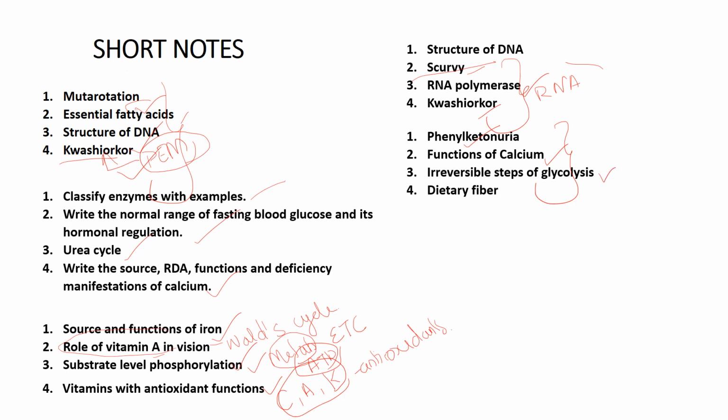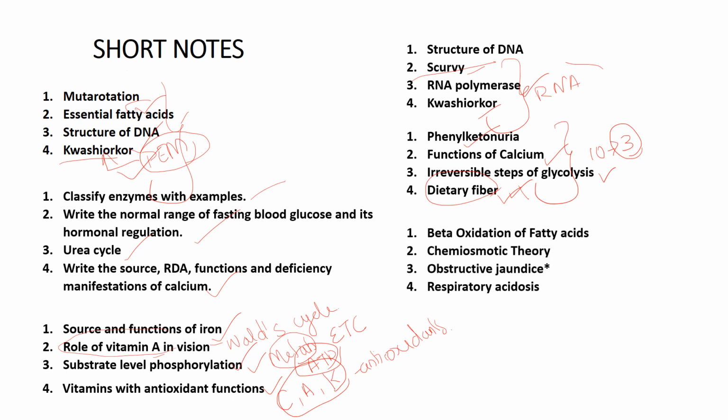Irreversible steps: out of 10 steps, only 3 steps are irreversible. You write these 3 steps alone, that is enough. Dietary fiber is along with the nutrition part; you have to write what it is, its sources, and how it is involved in metabolism. That is enough. And the last set of questions is beta oxidation of fatty acids. It was already asked in the essay questions, and here also.